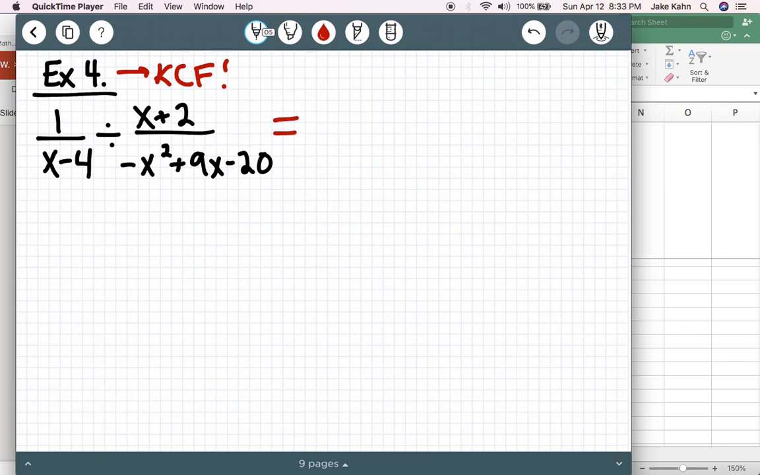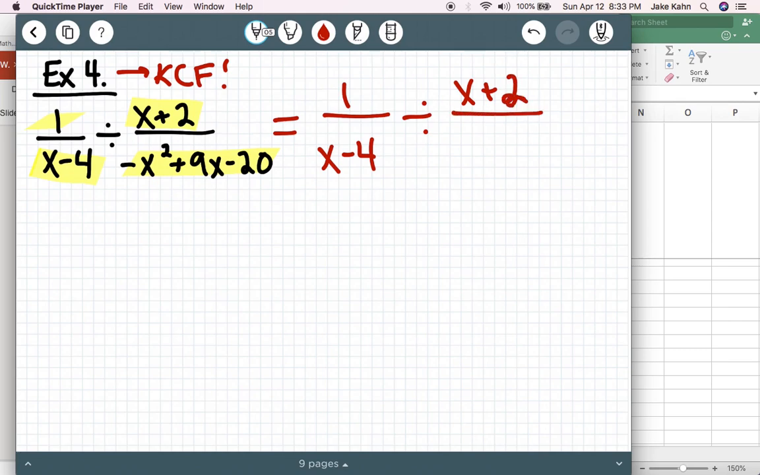starting it off the same way. 1, can we factor it? The answer is no. X minus 4, can we factor it? No. X plus 2, can we factor it? No. However, -x squared plus 9x minus 20, we definitely can factor that. So that's what we're going to do. 1 is staying the same. X minus 4 is staying the same. Divided by x plus 2 is staying the same. Over, okay, -x squared plus 9x minus 20.